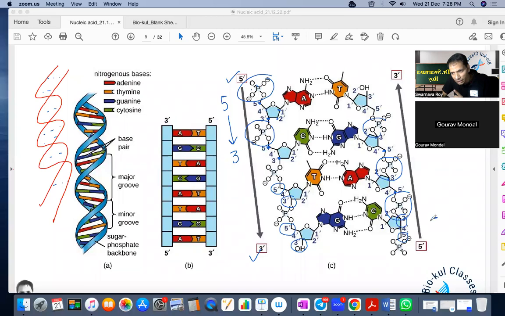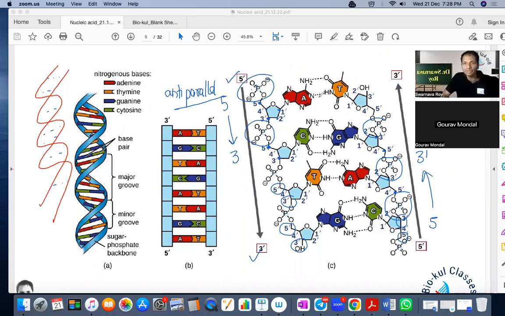So this is 5, 3 in this direction, right? You see it's opposite, 5, 3 this is, and this is 5, 3 in this direction. This is called anti-parallel strands. We call this anti-parallel strands of the DNA. Clear?